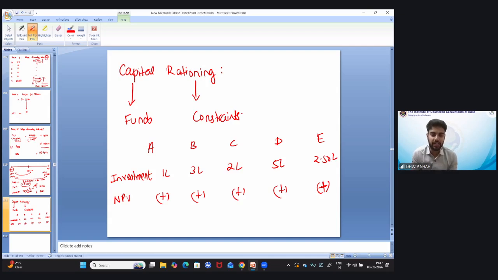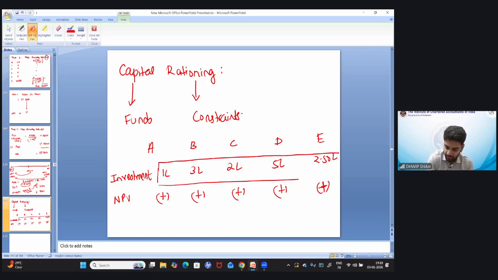Okay. So ideally, as per the decision criteria of NPV, you should go for all the projects. Means invest in all projects. Means if you invest in all projects, then we would need funds of total of this: 1 + 3 = 4, + 2 = 6, + 5 = 11, + 2.5 = 13.5 lakh rupees will be needed if you want to invest in all the projects. But let's say company has funding of only rupees 9.5 lakh.